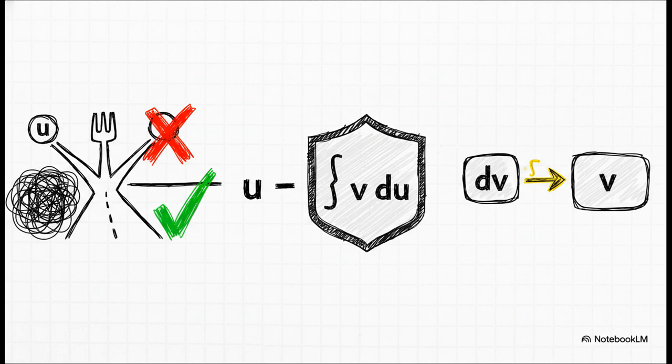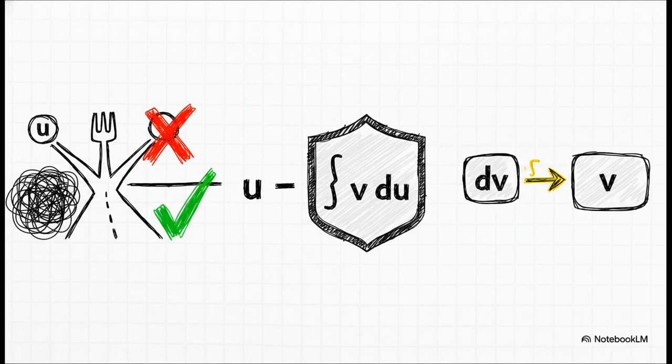Okay, the first and by far the biggest one is making a poor choice for u. We talked about LIATE, but here's a gut check for you. If you make your choice, calculate your new integral, and that integral v du looks even scarier and more complicated than the one you started with, that's a giant red flag. You've probably gone the wrong way. Don't be afraid to just stop, go back, and swap your u and dv.